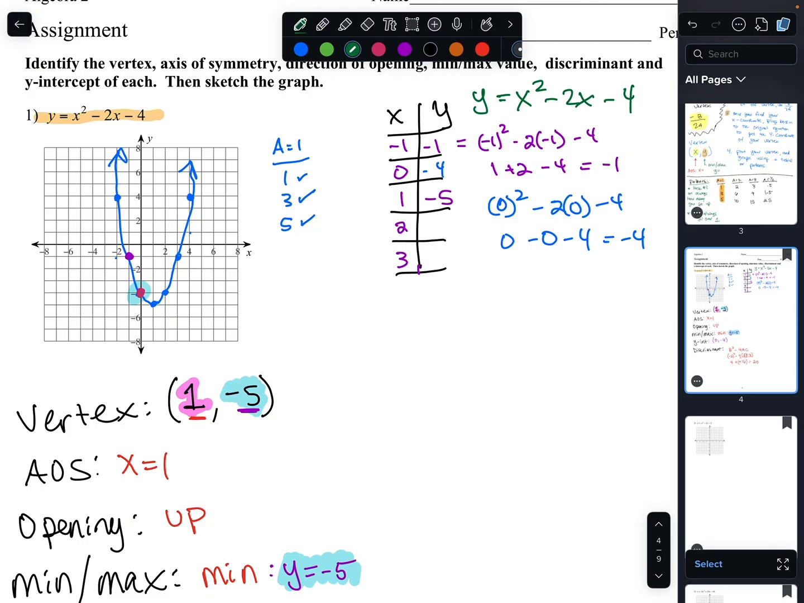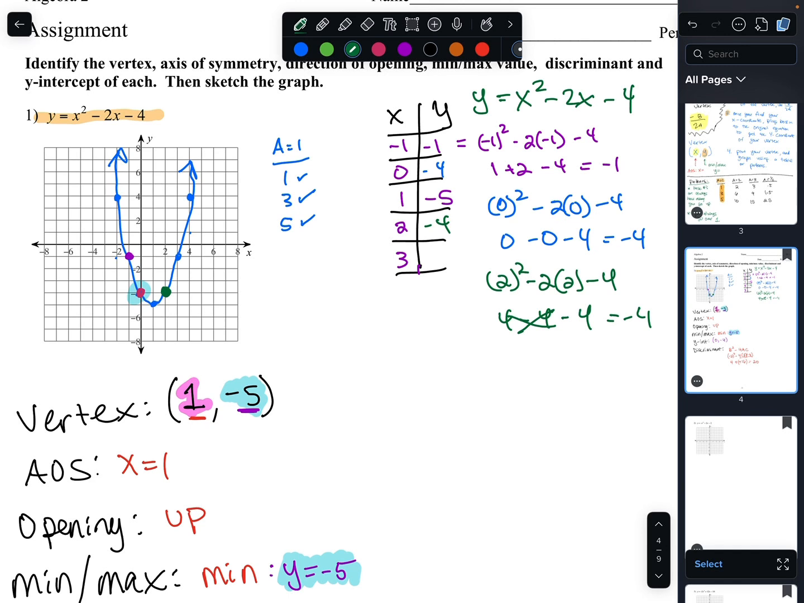Now, if I plug in 2 into that, 2 squared minus 2 times 2 minus 4. 2 squared is 4. Minus 2 times 2 is 4. Minus 4. Well, 4 minus 4 is 0. 0 minus 4 is negative 4. So 2, negative 4, it happens to be that one.